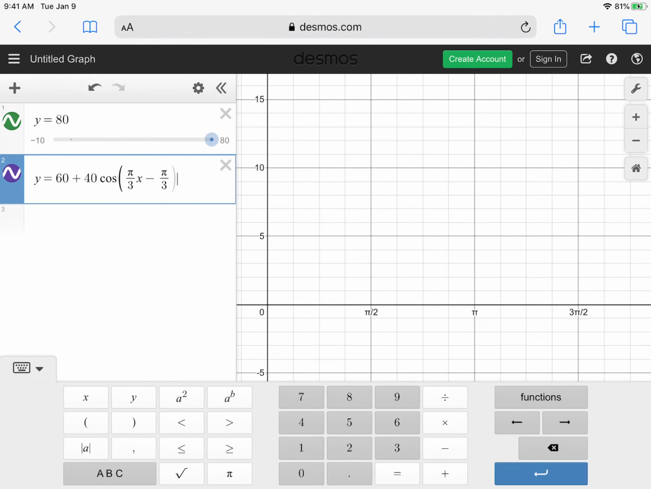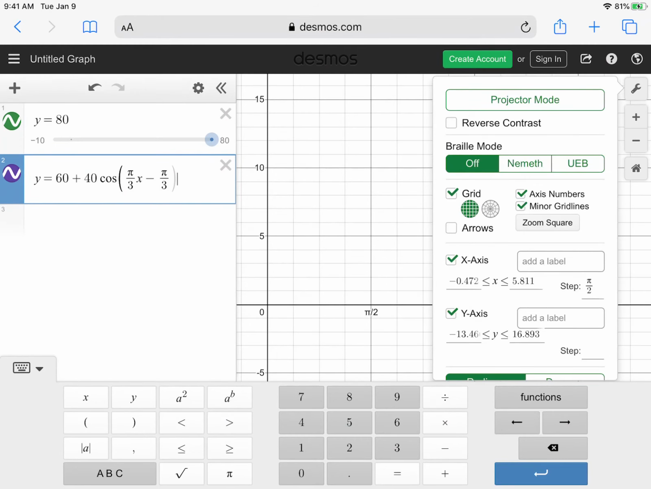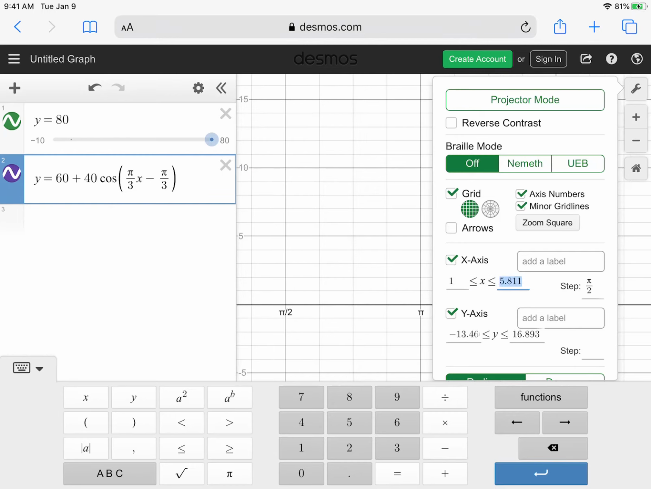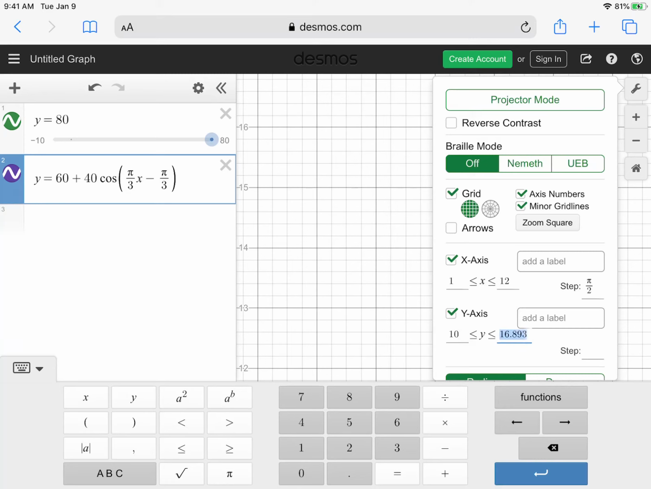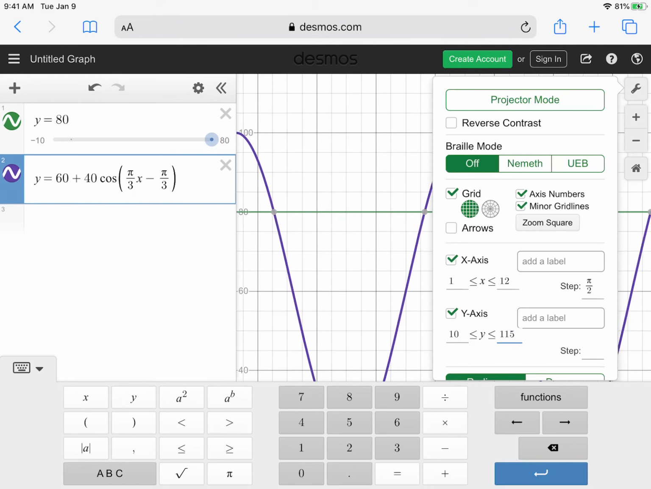I can't see anything here, so I'm going to go here. Remember, we went just from 1 to 12, right? They told us that in the problem, so I didn't even have to think about that. And how big I want this thing, well, think about it. If your midline is 60, you can go down 40 from 60, so the lowest would be 20, so let's just start from 10. And our highest, well, again, if I start at 60 and I go up 40, would be 100, so I'm going to do 115.